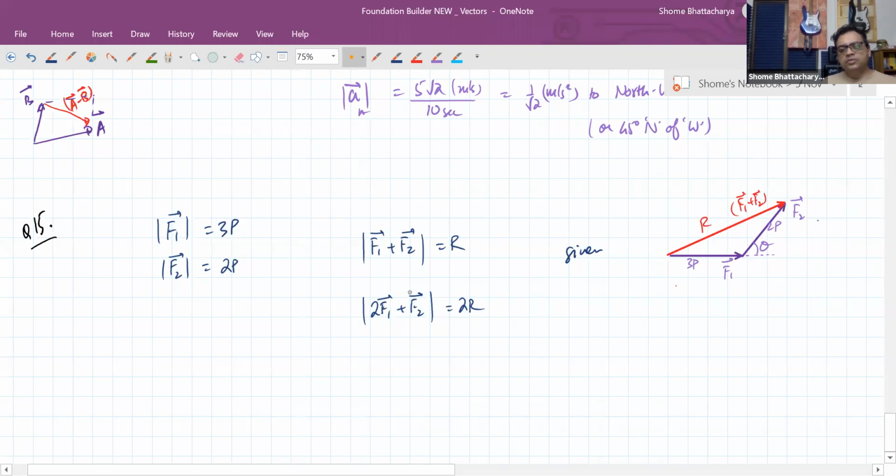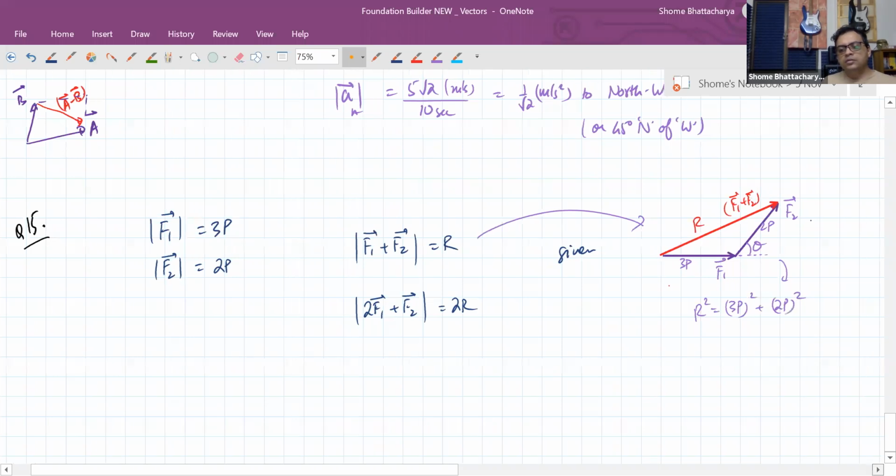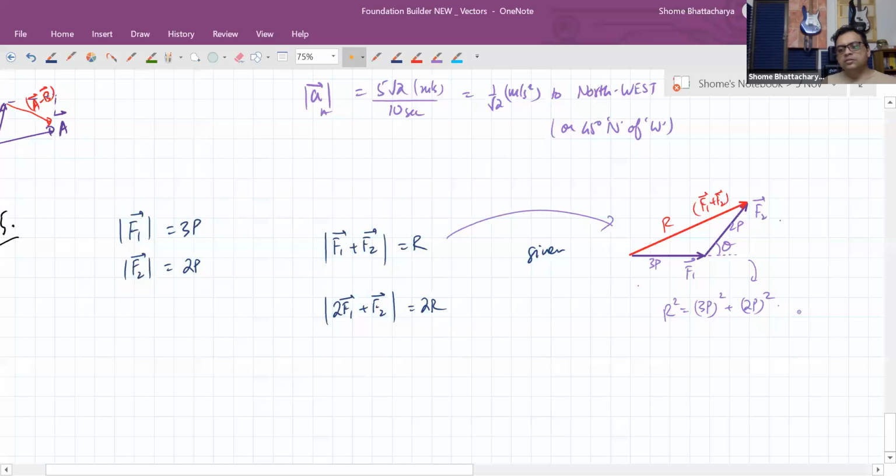So this gives us one equation. So this is related to this, and this gives us one equation that R square is equal to 3p square plus 2p square plus 2 times 3p into 2p into cos theta. So you get R square is equal to 9 plus 4, that is 13, plus 12 cos theta into p square. That's our first equation. Okay.